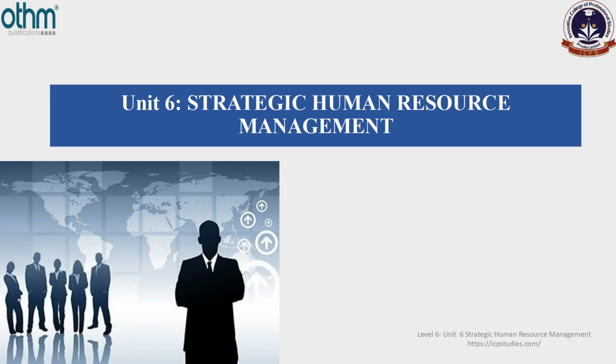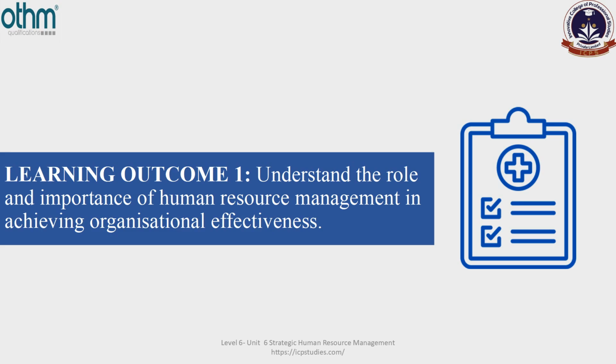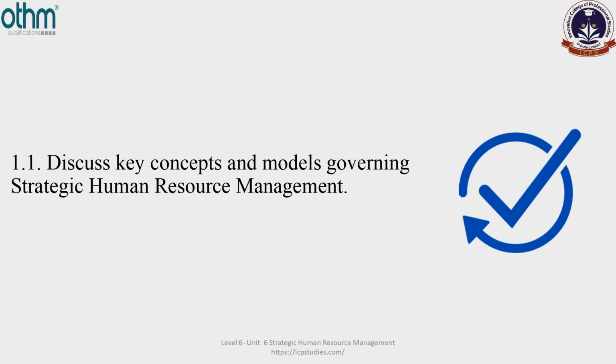So today we are going to discuss Unit 6 of this level, that is Strategic Human Resource Management. First, we have the first learning outcome, in which we would try to understand the role and importance of human resource management in achieving organizational effectiveness. So we have the first assessment criteria, in which we discuss the key concepts and models that govern strategic HRM.